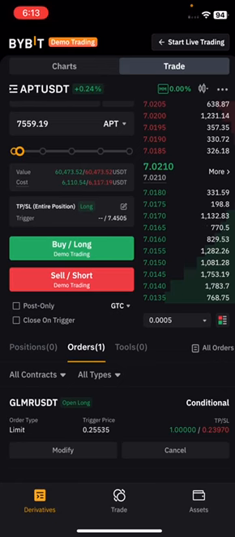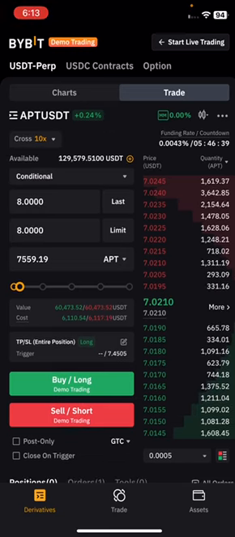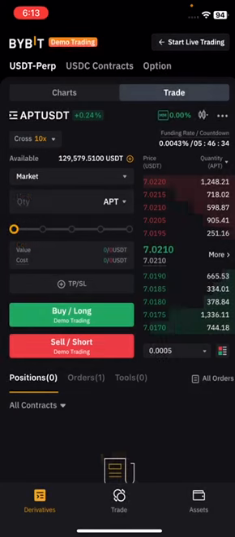Right, so this is where you see all the limit orders, conditional limit orders, and then the limit orders that have been triggered, you see them here. So let's say, for instance, if it triggered, it will open a market order.